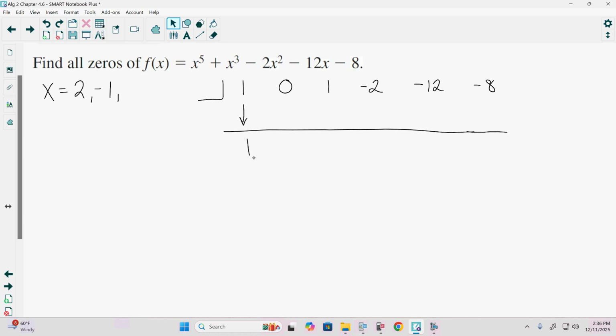We bring down the first term. Do we want to try 2 or -1 first? -1. So we're going to multiply. -1 times 1 is -1.